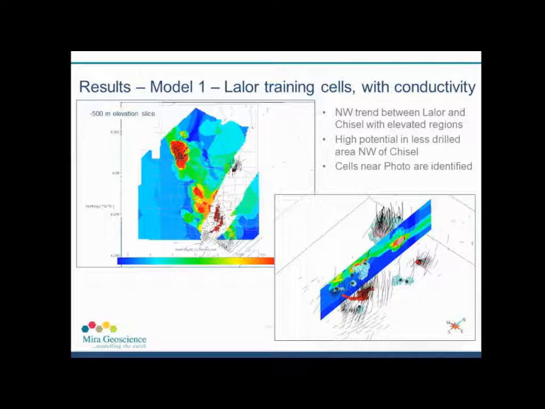That makes sense. But we also have some highs that are coming off of the edge of the Chisel deposit there as well. And in this, when we use conductivity as an evidence layer, we can't use Chisel as a training because there's no data that exists over Chisel. So we can just use Lalor as a training set. So you can see that there's a trend that exists between the two different deposits. And then peeking out on the southeastern side of Chisel, there are some high values as well. And then Photo Lake, there's some indication that there might be potential up there.